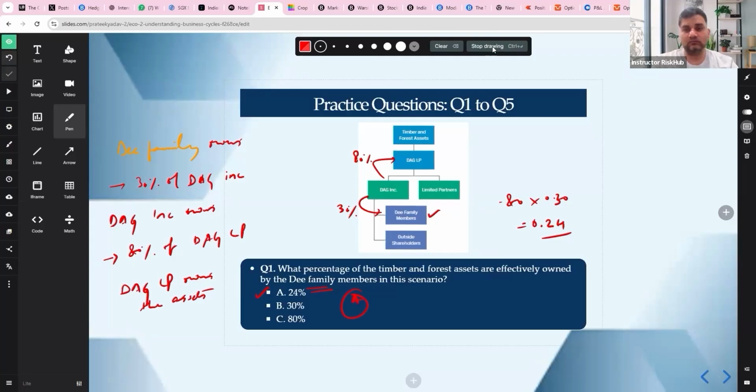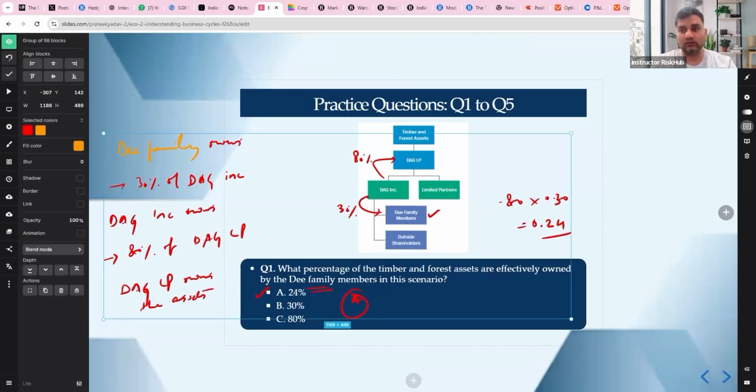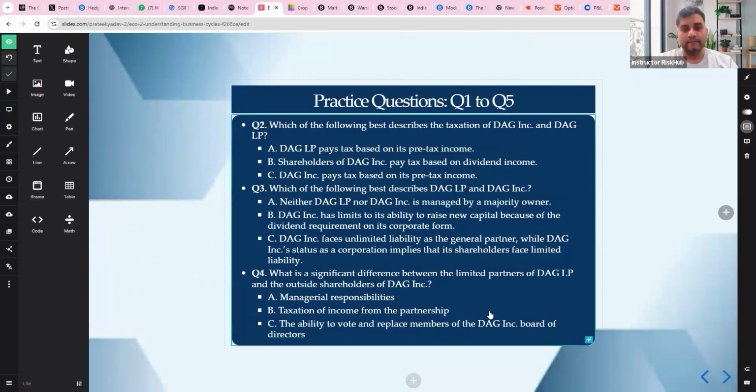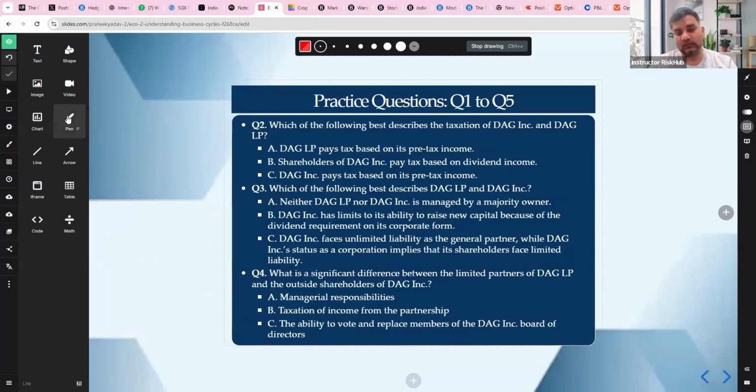Yes, you have to take out the information which is given in the question. All right, then we have more questions.